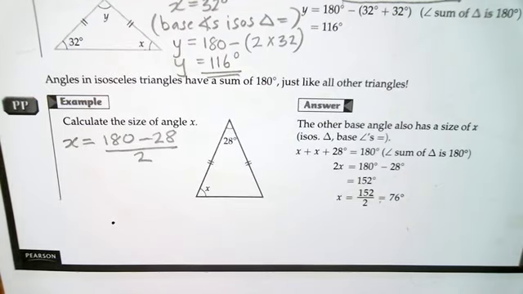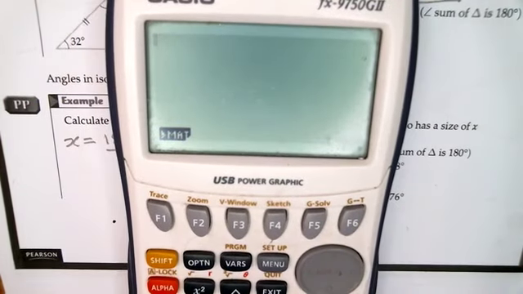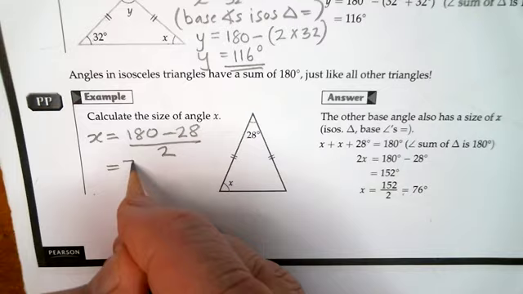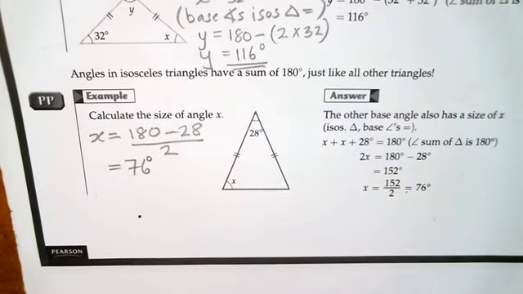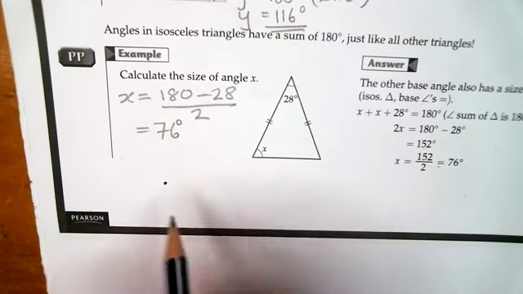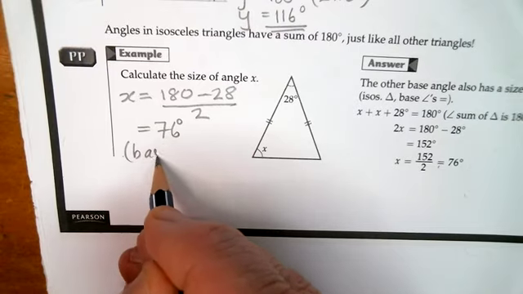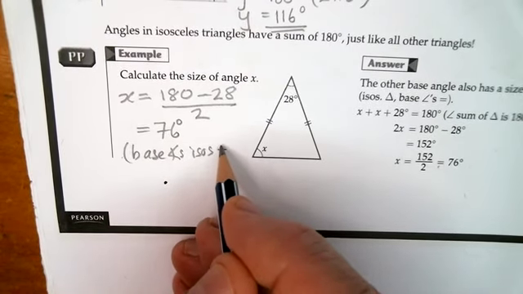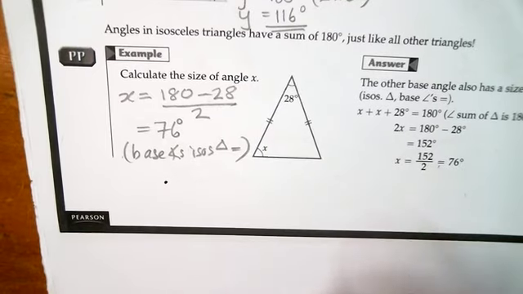So let's have a look. 180 minus 28, all divided by 2, and that gives us 76 degrees. So lots of ways of doing that. And of course, the reason here is going to be base angles isosceles triangle equal.